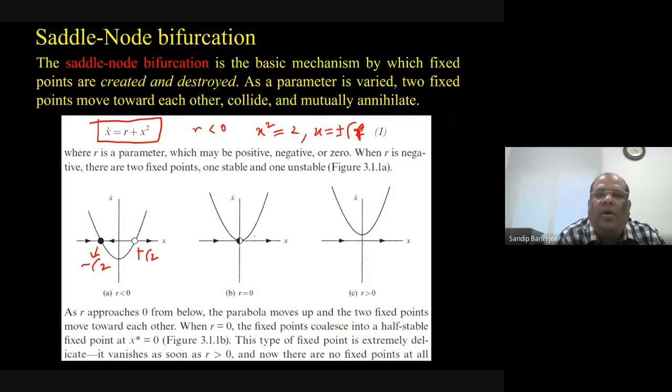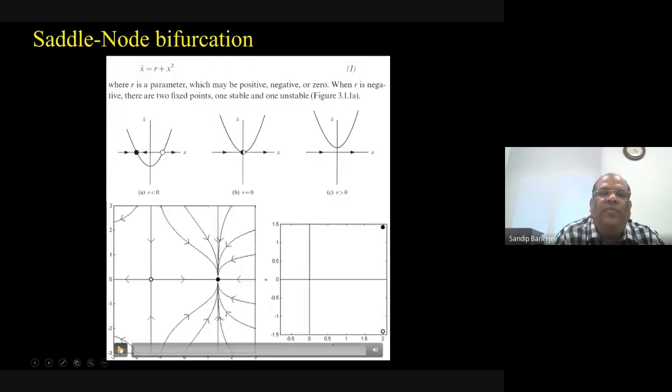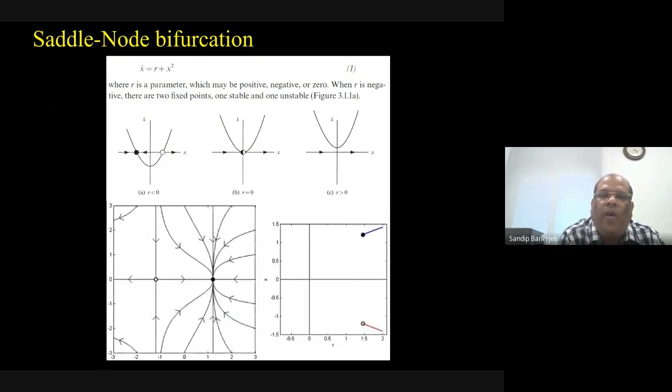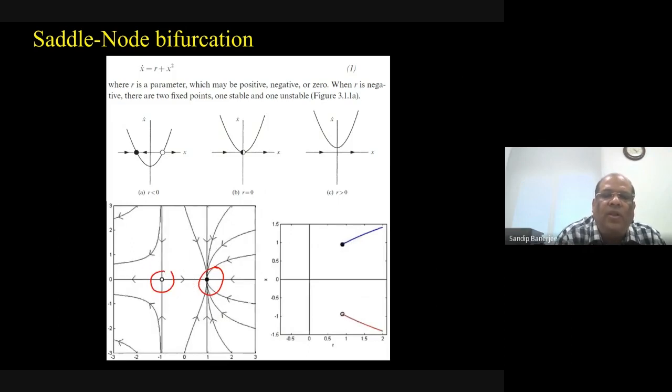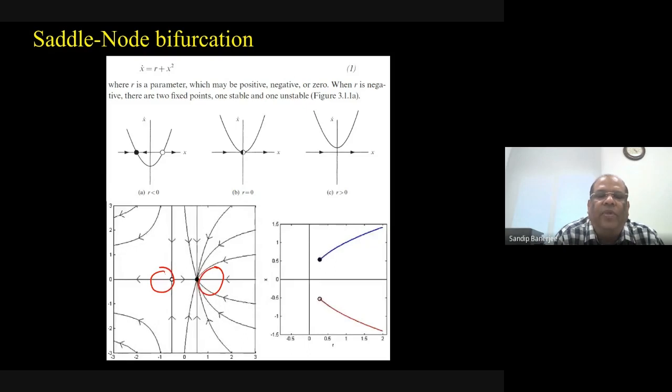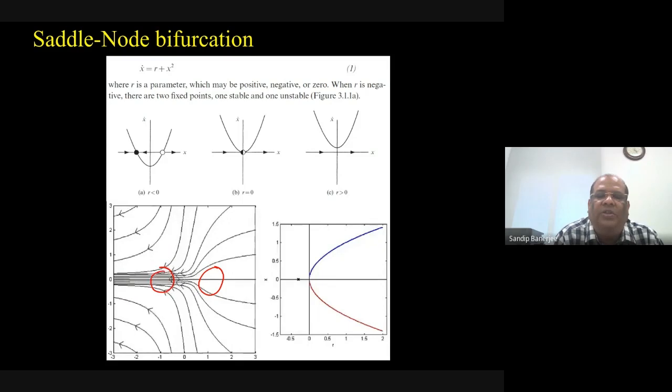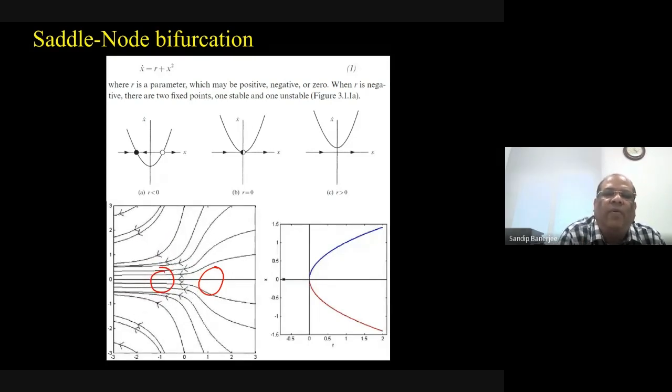What happens is that the points slowly move towards the origin, coincide, and once r crosses the value, the curve goes up. That is, your two steady states vanish. Why? Because the moment your r is positive, you take it to the left-hand side and it becomes minus r, and x square equal to minus r, so x will be imaginary. So there will be no intersection with the x-axis. If you want to visualize this, these two points will be approaching each other, and as they approach zero, they just vanish because they become imaginary. This is exactly what is happening. The dynamics is captured here. So this is your saddle node bifurcation.